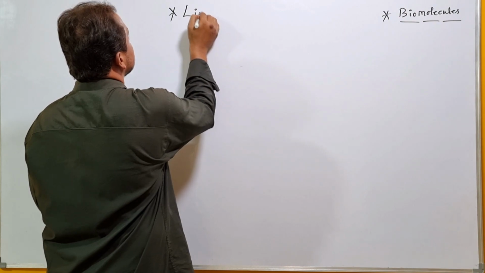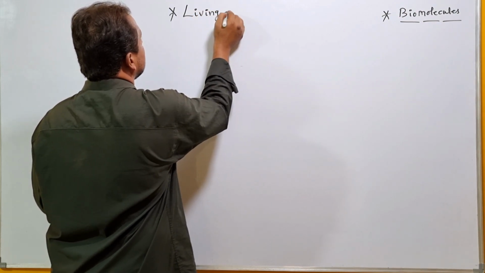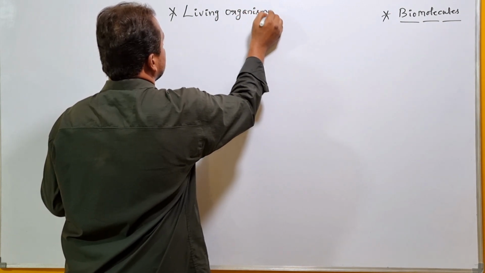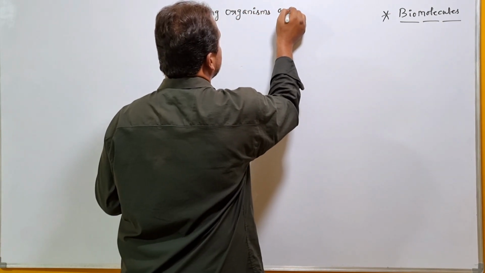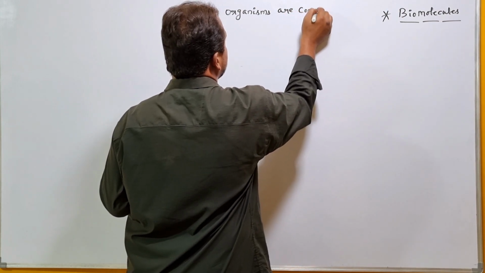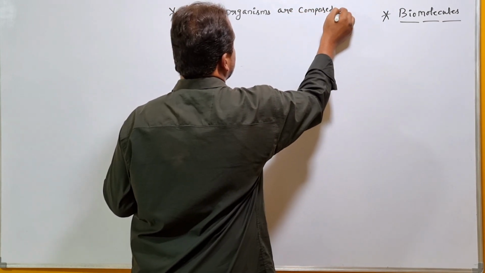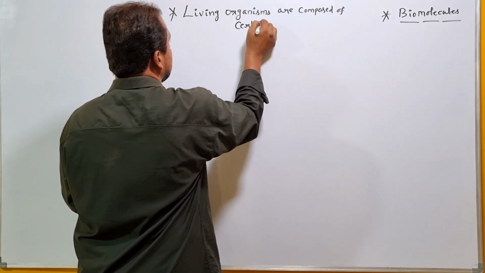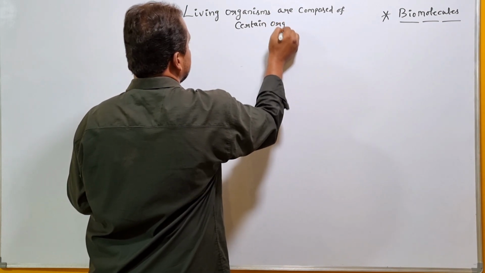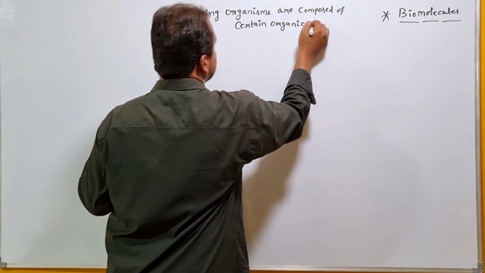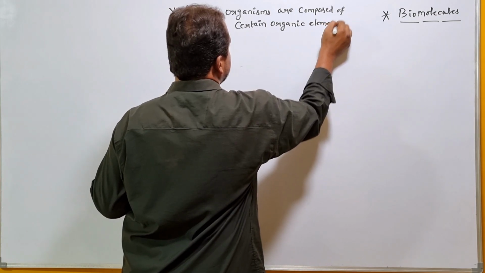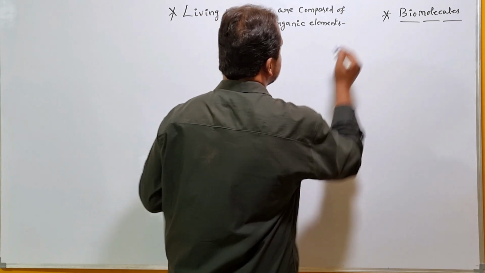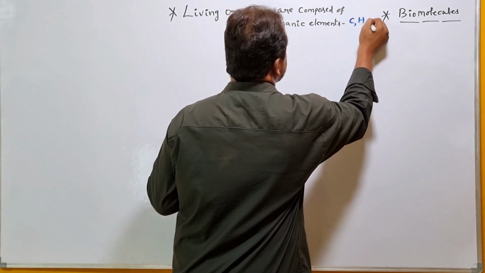Living organisms are composed of certain organic elements, and these include carbon, hydrogen and oxygen.